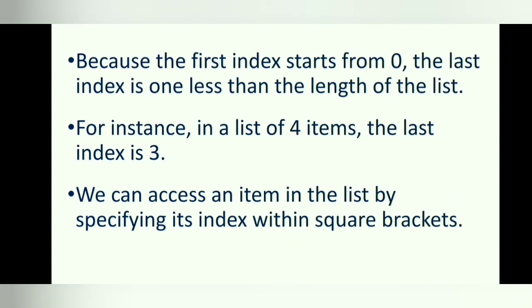Because the first index starts from 0, the last index is 1 less than the length of the list. For instance, in a list of 4 items, the last index is 3. We can access an item in the list by specifying its index within square brackets.